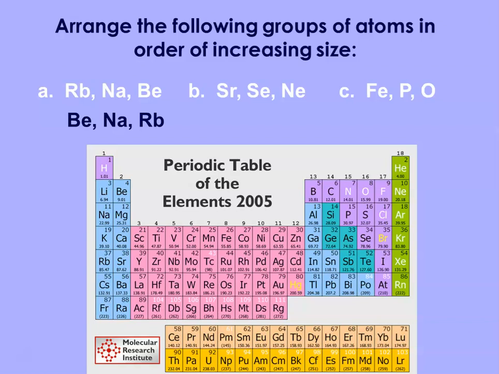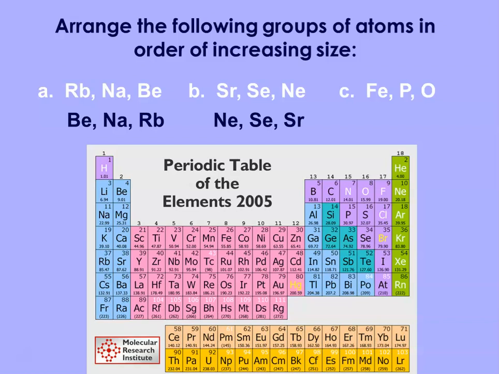Strontium's number 38, selenium's 34, neon's number 10. They're all in different periods. They're all in different groups. The one with the most shielding is strontium. The one with the least amount of shielding is neon. Neon is at the very end of my period, so it would be the smallest within its period. Selenium is 2 down from it, so it has a filled layer of core electrons separating its nucleus from its valence electrons, so selenium would fall in between.